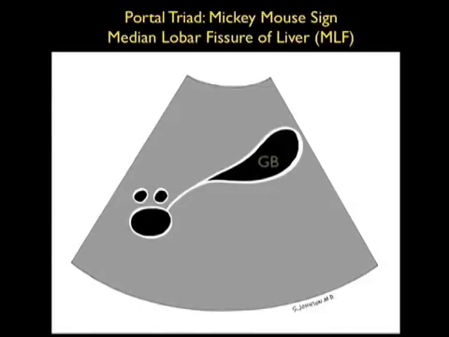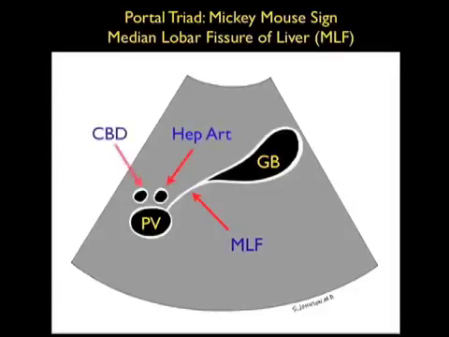Here's an illustration showing the relation of the gallbladder to the portal vein, known as the exclamation dot sign. The exclamation would be made up by the gallbladder, and the dot would be the portal vein. We see a thin white line connecting the gallbladder to the portal vein, known as the median lobar fissure of the liver. And this can be a very helpful landmark as one looks to find the gallbladder in relation to the portal vein. Also, we see the common bile duct and hepatic artery on top of the portal vein, making up the structures of the portal triad.